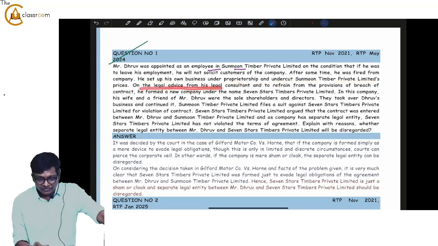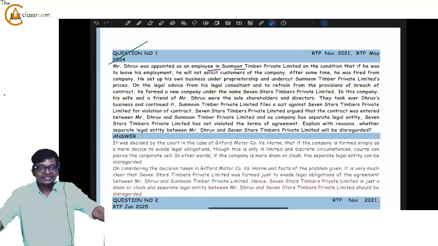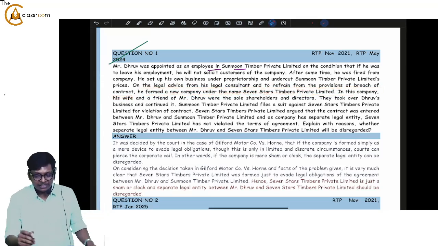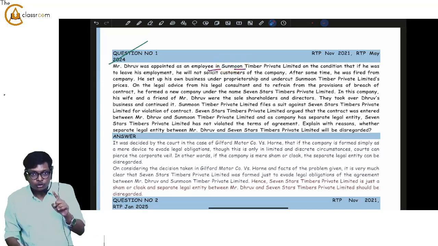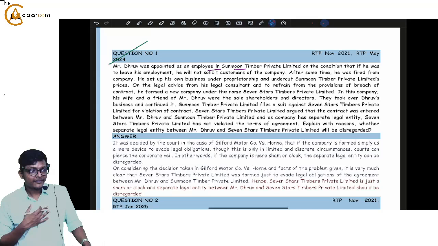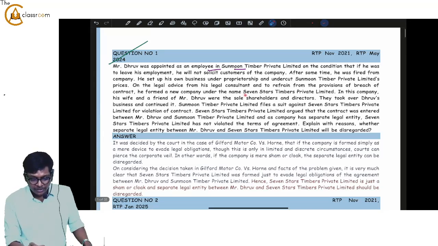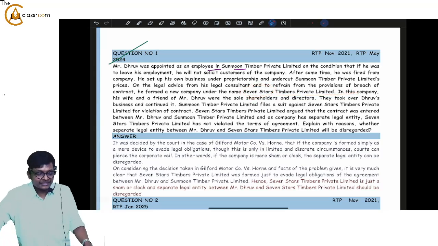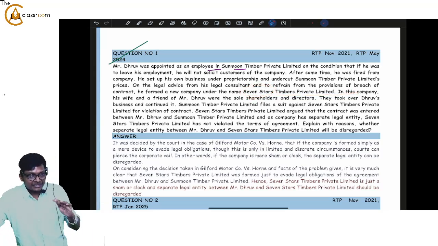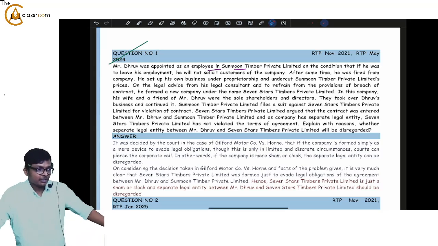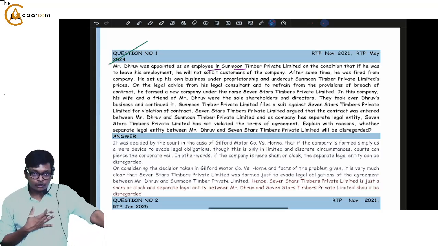On the legal advice from his legal consultant, and to refrain from breach of contract provisions, he formed a new company under the name 7 Stars. What is the condition given by Sun Moon? You should not go out and do competing business. So what did he do? Okay, it's a problem only if I do it. I will incorporate another company called 7 Stars Timber Private Limited, which is a separate private limited company. I am different. Company is different. Are you following, guys? Understanding the question?